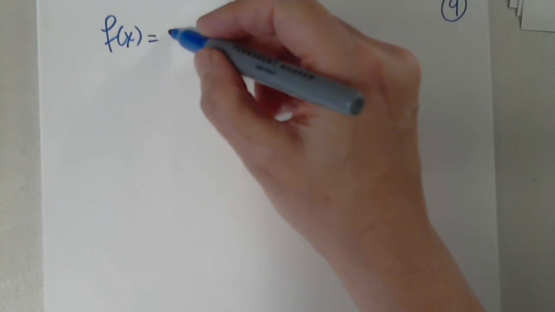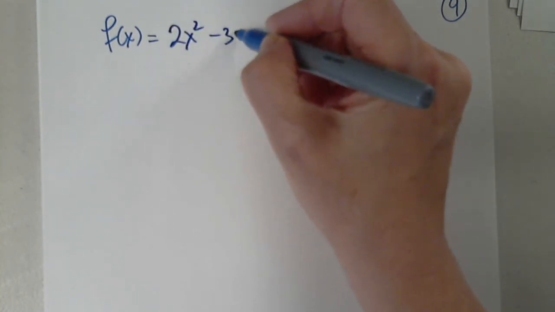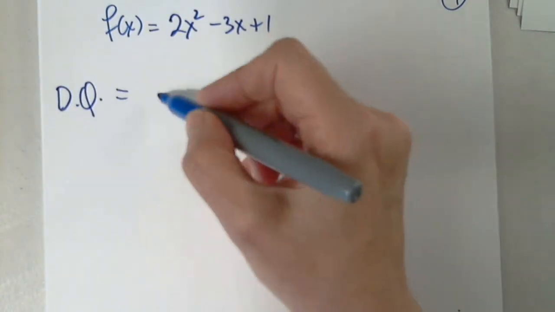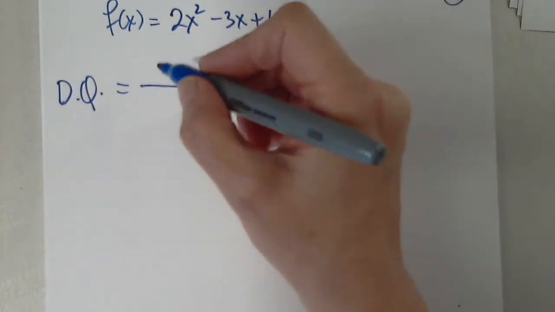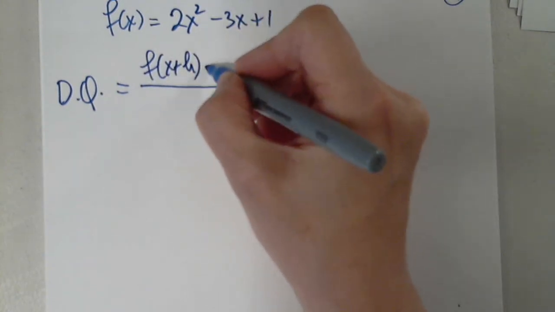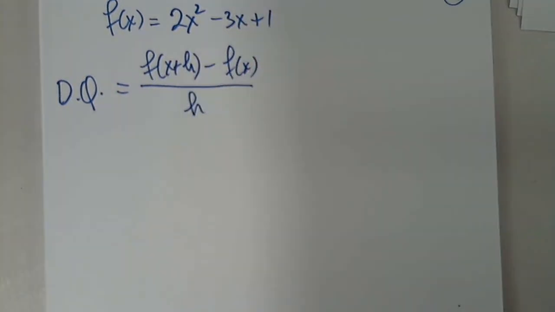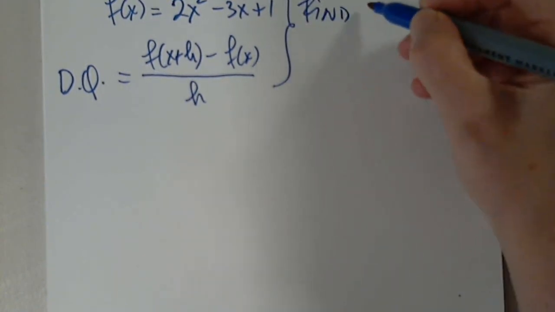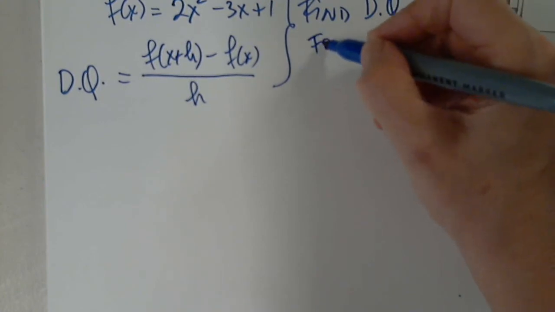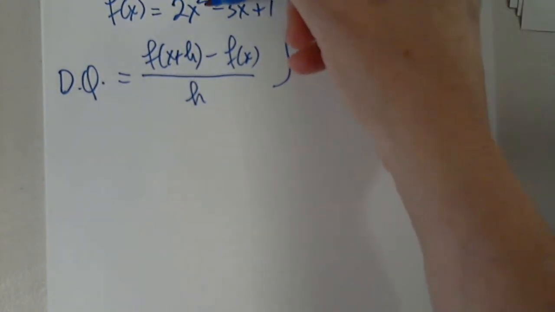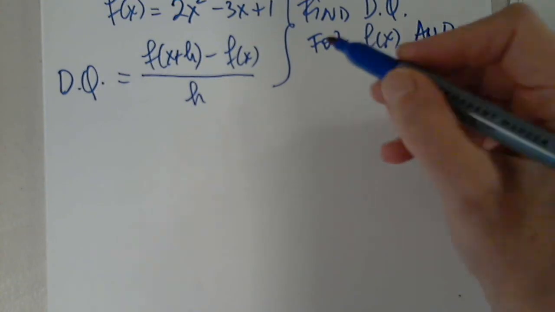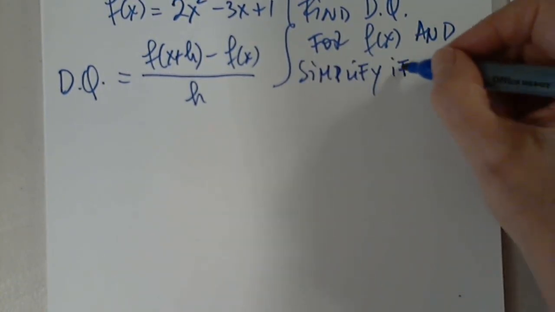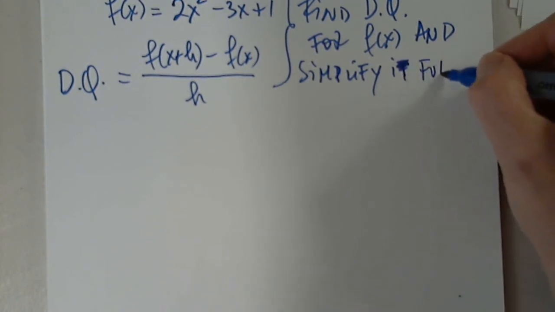Okay, I'm going to look at f of x equals 2x squared minus 3x plus 1. Let's say we're asked to find the difference quotient, which moving forward we have to remember by heart. It's f of x plus h minus f of x, divided by h. And we are asked to calculate it. Find the difference quotient for f of x, this one, and simplify it fully.